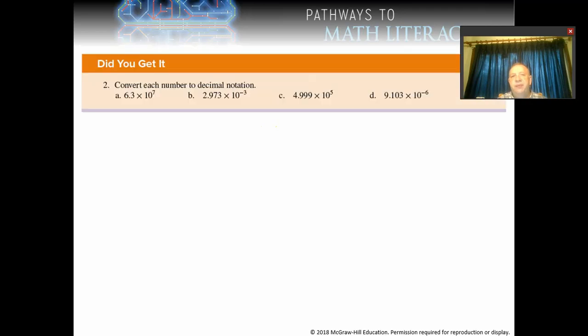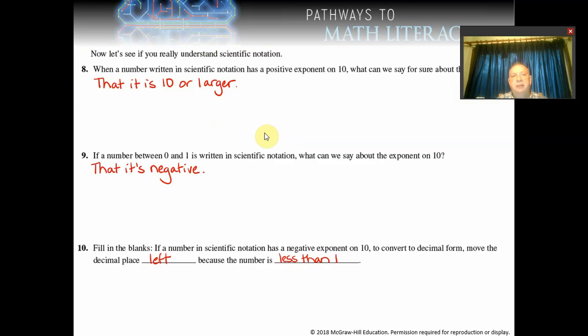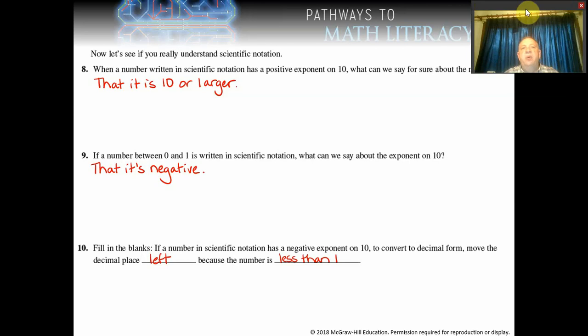Okay, here's some extra practice for you. When a number written in scientific notation has a positive exponent of 10, what can we say about the number itself? We say that it's 10 or larger. If it was 10 to the 0, that would be 1, but it's not considered a positive exponent. So we start with 1, that's 10, and then if we go 2, 3, 4, that's a positive exponent. It's got to be bigger than 10, like 100,000.